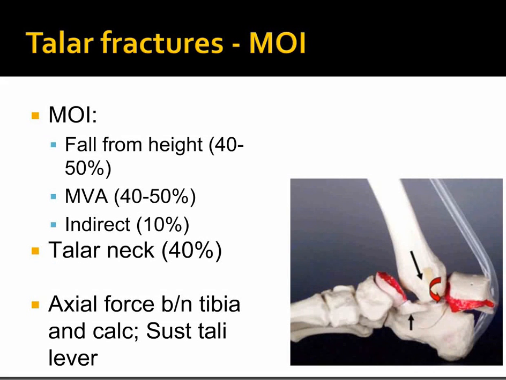So what's the mechanism of injury? Usually it's a fall from height or a high energy motor vehicle accident. Only 10% is an indirect transmission of force. Over 40% involve the talar neck. They talk about an axial force between the tibia and the calcaneus, and the sustentaculum on the medial side of the calc acts as a lever. So depending on the amount of dorsiflexion or plantar flexion, the force goes through the neck or the body.